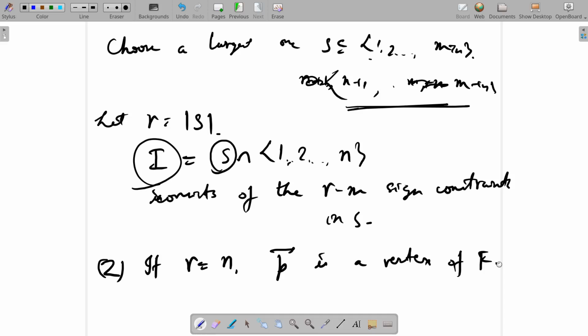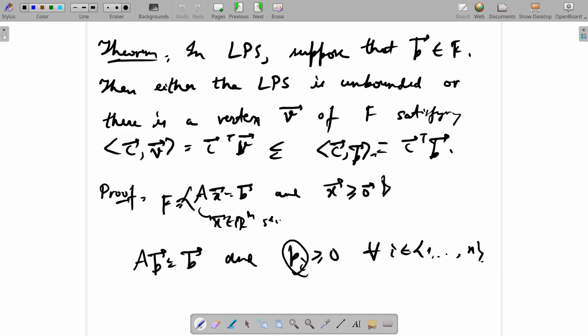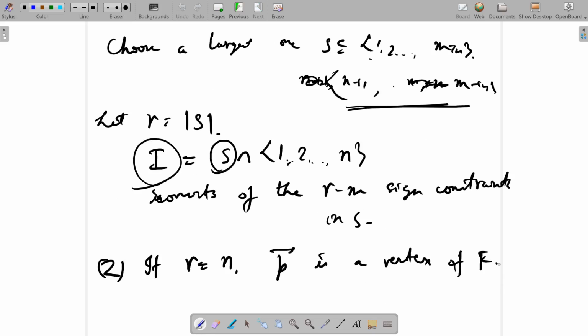because what was the assertion in the theorem? That we can find a vertex where the cost function or the objective function is less than or equal to the cost function at P. If R is equal to n, P is already a vertex, and we choose V equals P, so we'll be done. If that is not the case, then R has to be strictly less than n.